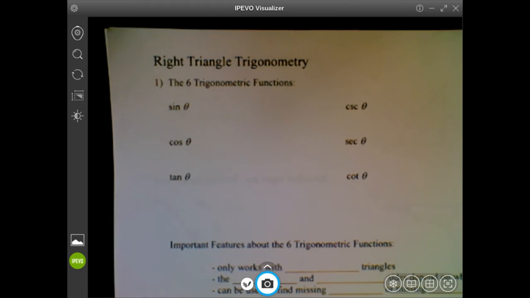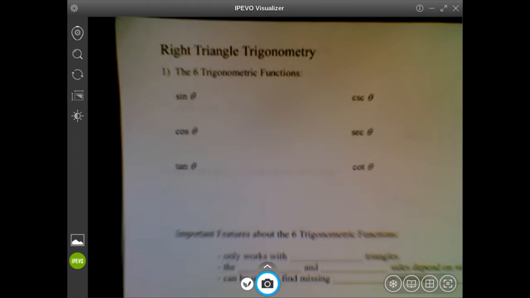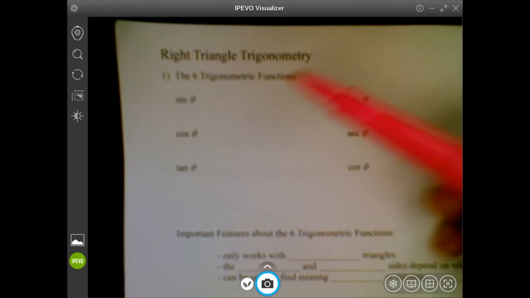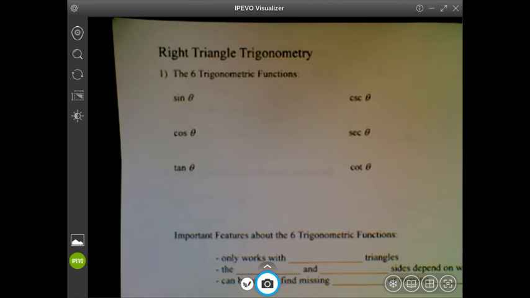Right, so today we're going to talk about some right triangle trigonometry. We're going to talk about sine, cosine, tangent, which you have seen before in geometry, and there are 3 new ones that you may have not seen. So we're going to talk about those as well today.